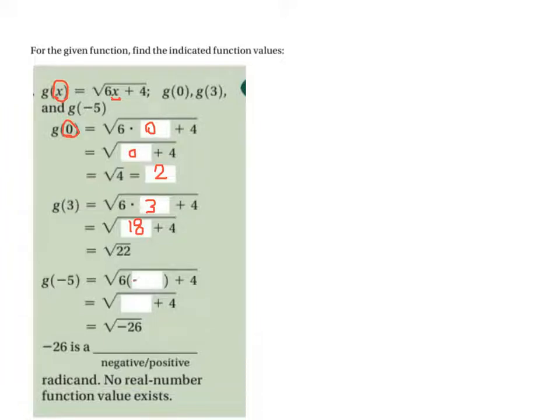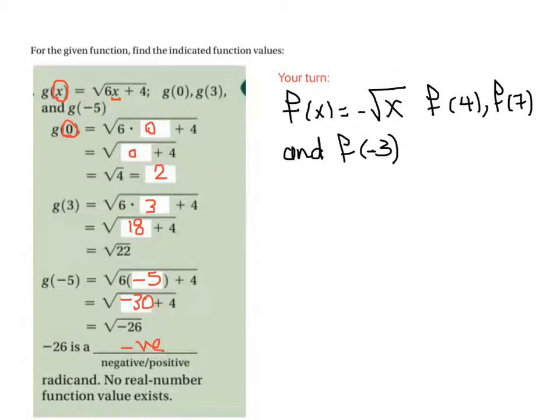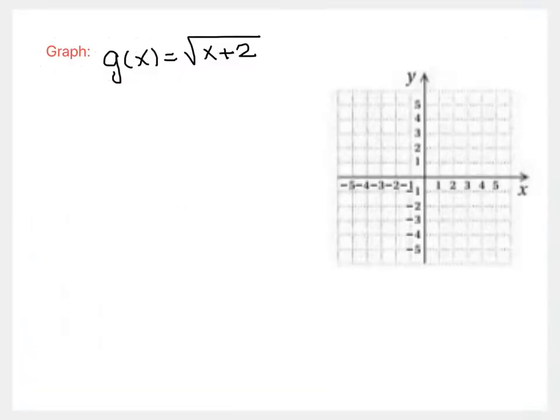What about g of negative 5? We have to replace x by negative 5. 6 times negative 5 is negative 30, and negative 30 plus 4 is negative 26. Negative 26 is a negative number, so if we have a negative radicand, that means no real number function value exists. Your turn. If f of x equals negative radical x, find f of 4, f of 7, and f of negative 3.